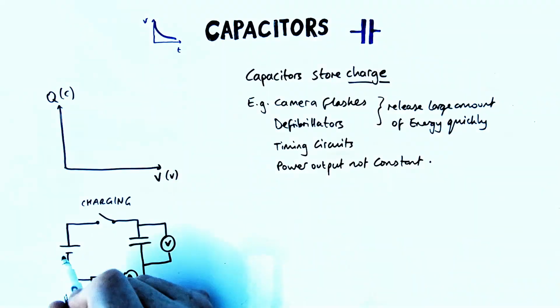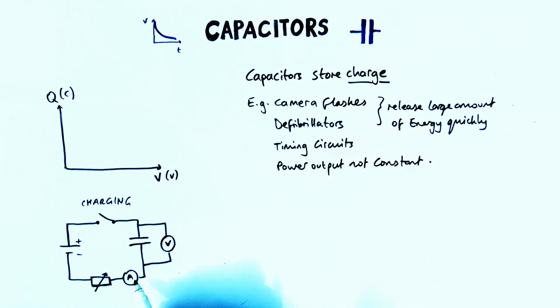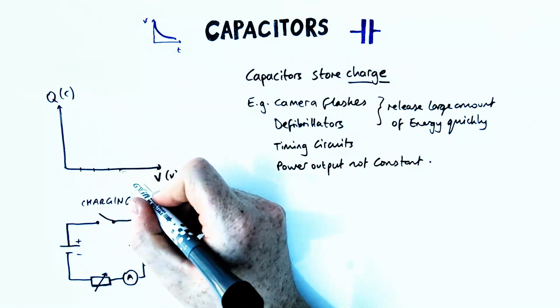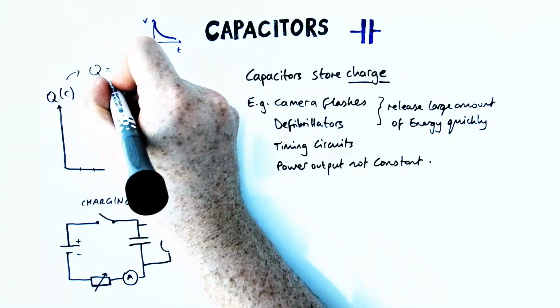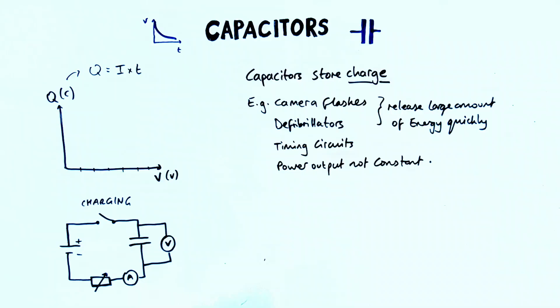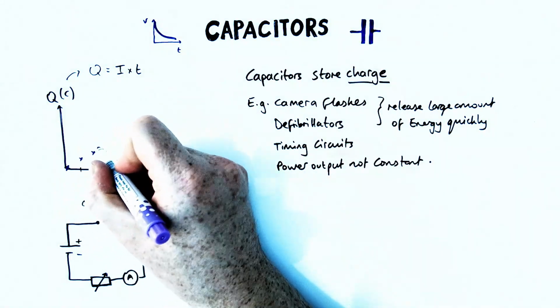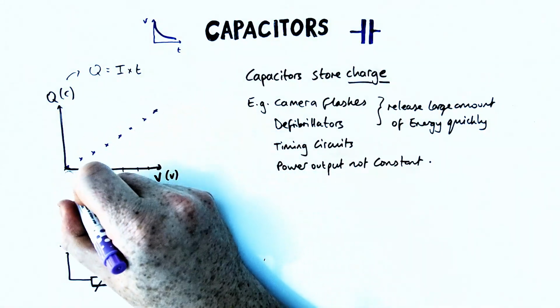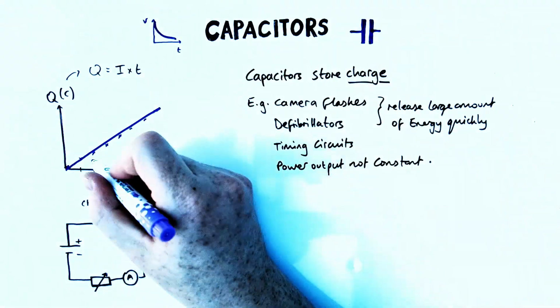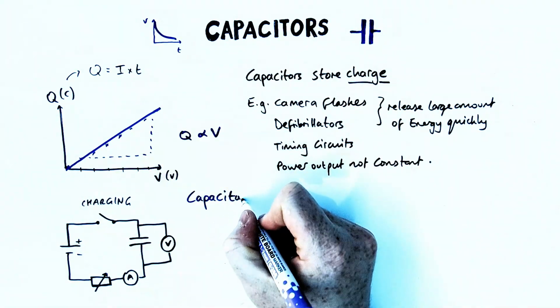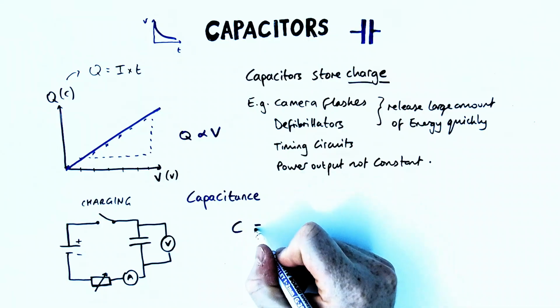Now in a circuit like this, where I've got a voltmeter across the capacitor and an ammeter, if I was to measure the potential difference versus the charge, and charge in this circuit I find by measuring the current, assuming it's constant, set by the variable resistor, times the time, we'd find they have a directly proportional relationship. Now if I found the gradient of that line, that can tell me the capacitance.